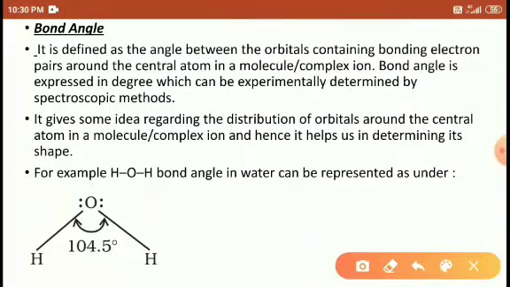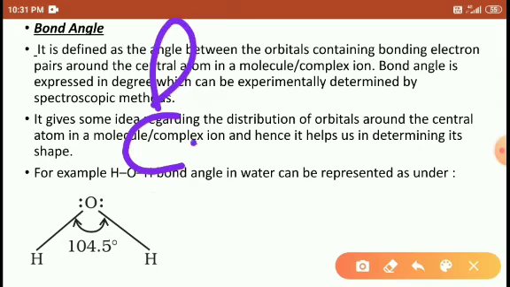Bond angle is defined as the angle between the orbitals containing the bonding electron pair around the central atom in a molecule or complex ion. Whatever the atoms are, we have already discussed orbitals in the class 10 chapter.